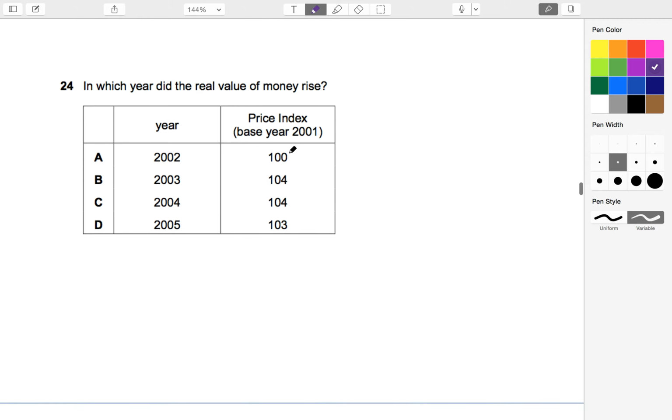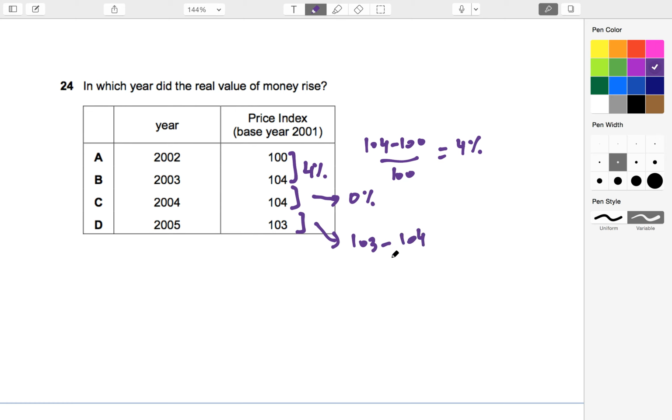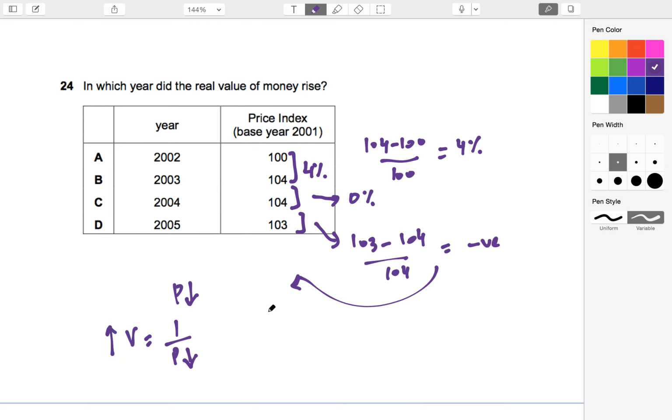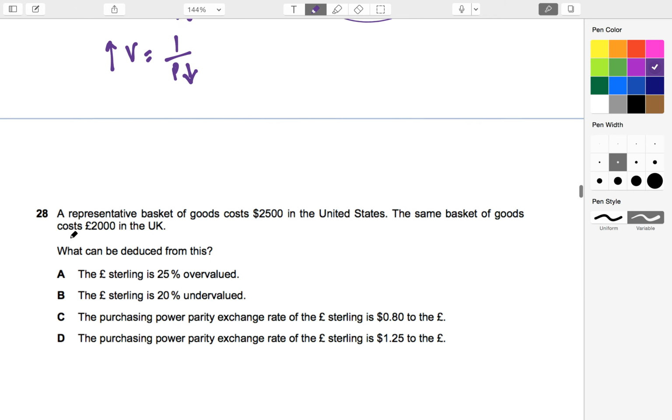For 24, in which year did the real value of money rise? If you look at the price index, 4% is the rate of inflation in this year. How do I get 4%? 104 minus 100 over 100, that's 4%. In the next year, the rate of inflation is 0, because 104 minus 104 is 0, while in the following year the rate of inflation is negative, which is 103 minus 104 over 104. When the rate of inflation is negative, prices are falling, and when prices fall, the value of money, which is 1 over the price level, goes up. So in which year did the value of money rise? The answer would be D. In 2005, the value of money goes up because deflation is happening.